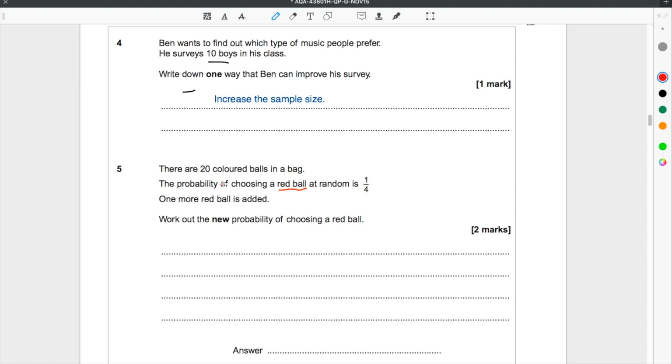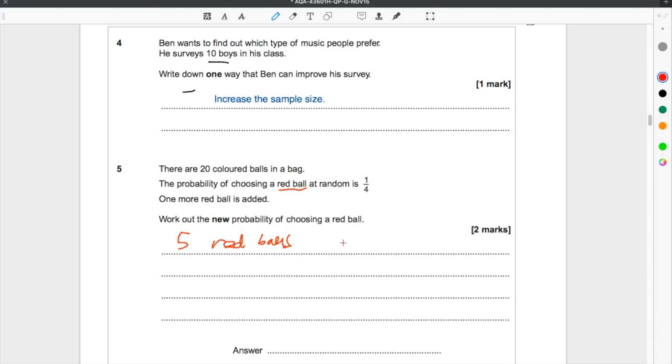So we have 20 in a bag, okay? So the probability of choosing a red is a quarter. So in other words, there are 5 red balls initially. Okay, there's 5 initially because the chance of getting one is a quarter and there are 20. So a quarter of 20 is just 5.